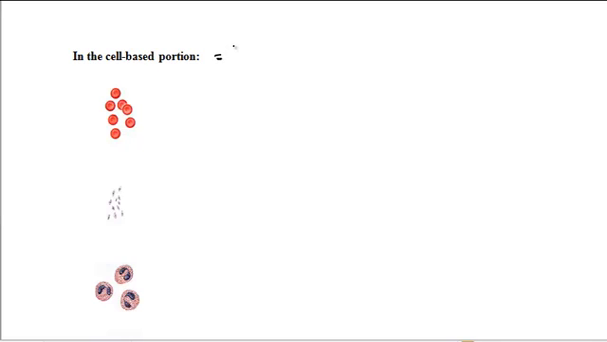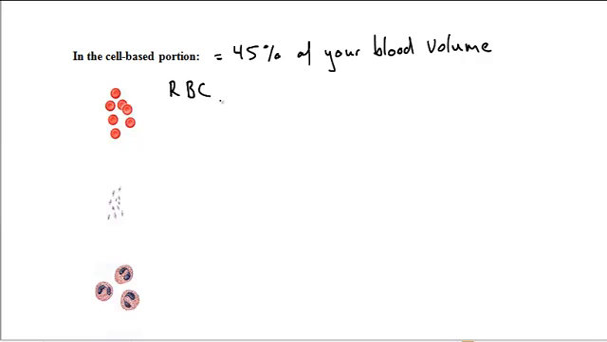This is approximately 45% of your blood volume. And it contains several different cell types. The first one, the one you're probably most familiar with, are your red blood cells. And important to the red blood cell is their shape. So they are what's called a concave disc.